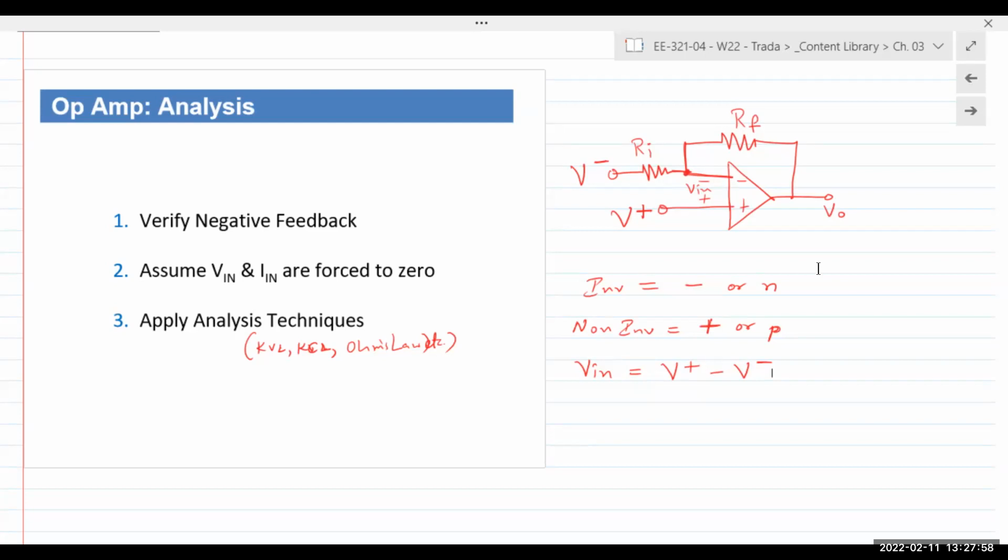That is cancelled out with whatever we have at V plus, and that's why we can assume that both V plus and V minus are at the exact same potential. That was the virtual short concept that I was talking about, right? V plus is equal to V minus.